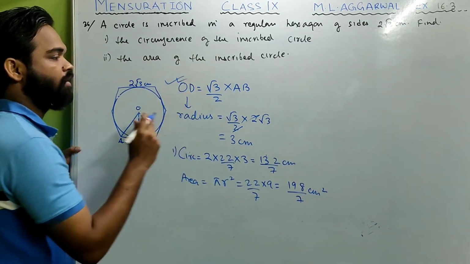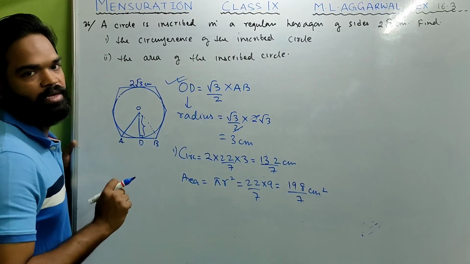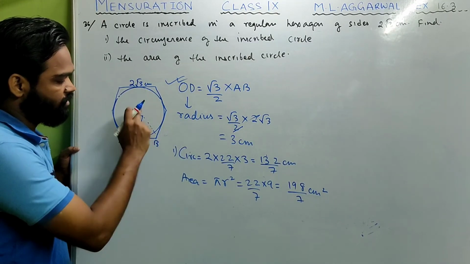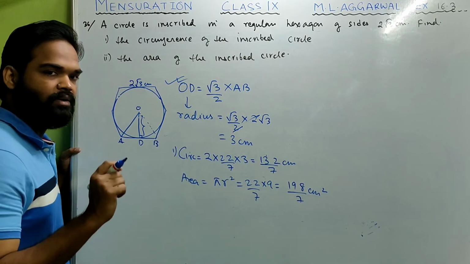This was important. The radius will be root 3 by 2 multiplied by the side of the regular hexagon. OAB is an equilateral triangle. Remember that. Now let us look at the next sum.